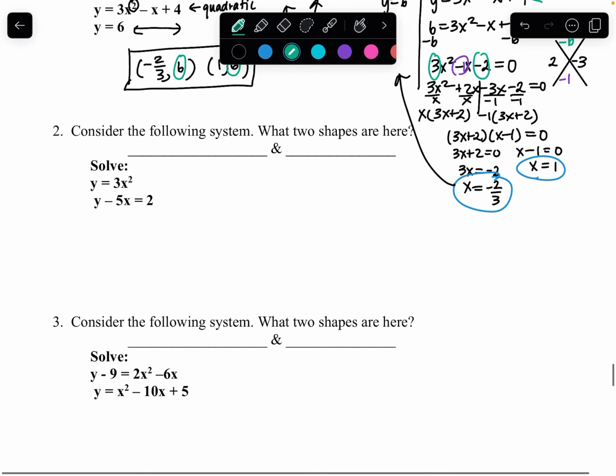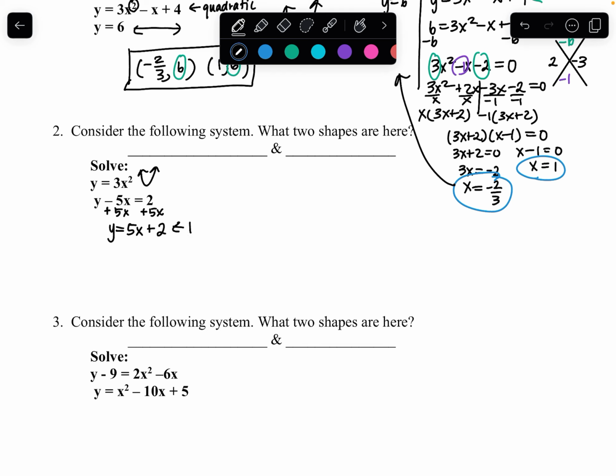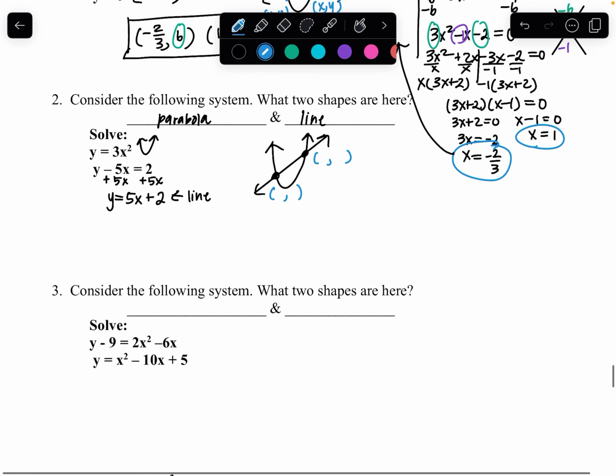And so for this next one, we have a quadratic, y equals 3x squared. And if I move this 5x to the other side, I will see this is y equals mx plus b. This is a line with a slope of 5 and a y-intercept of 2. And so once again, we have a parabola and a line. And so this system is going to look more like a slanted line and our quadratic. Okay, and so we're going to try to find the ordered pair solutions, but this time we're just going to use substitution.